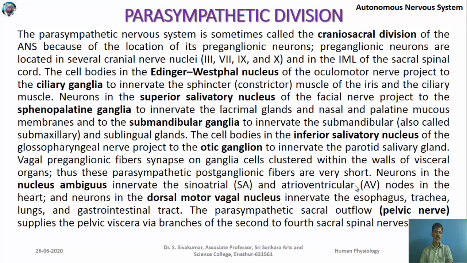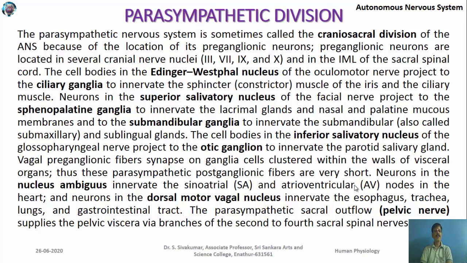Next we have to see the parasympathetic nervous system. I already told you the parasympathetic nervous system is going to contain mainly two regions: the cranial and the sacral. So it is known as the craniosacral division, which is another name for the parasympathetic nervous system. Preganglionic neurons are usually located in several cranial nerve nuclei, 3, 7, 9 and 10, and in the IML of the sacral spinal cord.